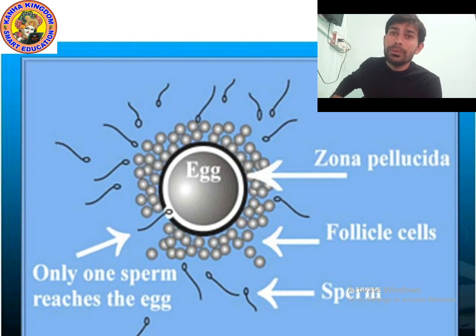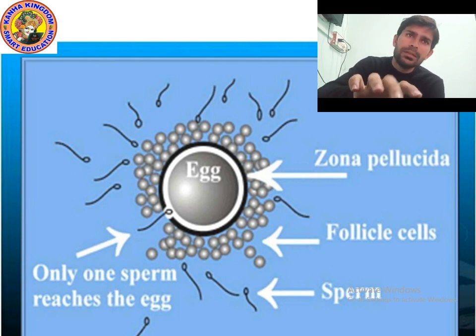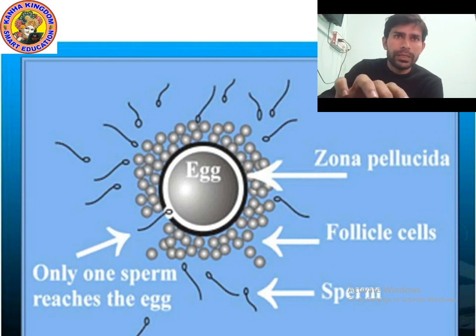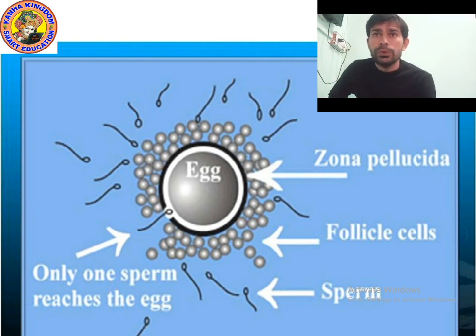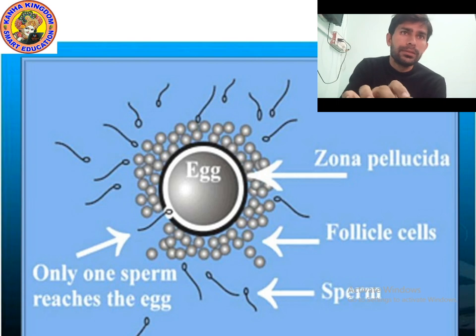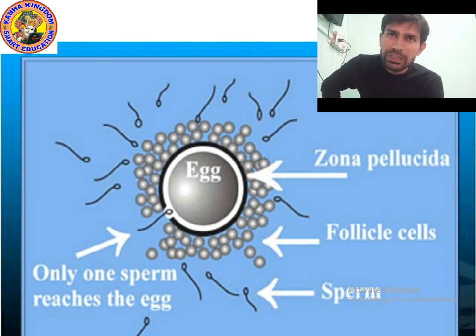I will show you one more picture so you will understand it better. It will clear your old doubts. The male cell, the sperm, meets the female cell. Can you see the circular structure just around the egg?